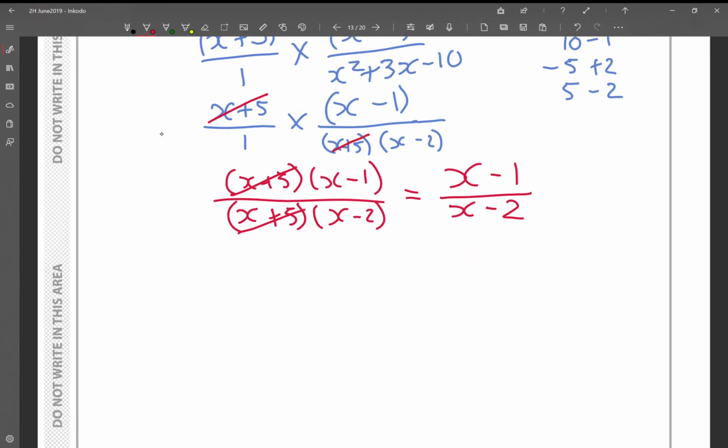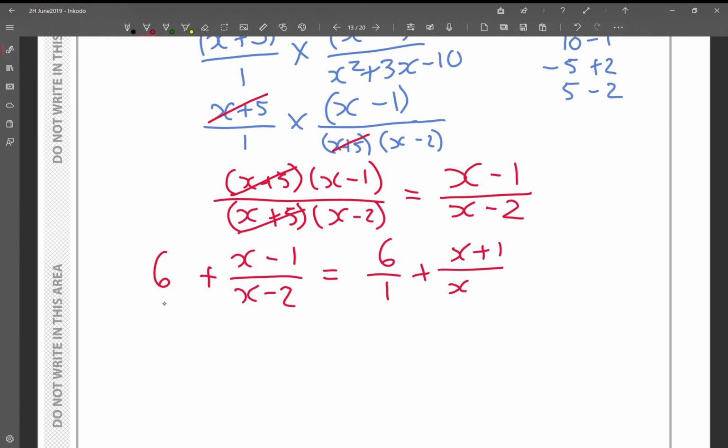So if I add 6 plus x, no, you can't just add normally like that. Remember, when you're adding fractions, you need to have the denominator the same. So that actually is going to be the same as, I've just turned my 6 into a fraction.